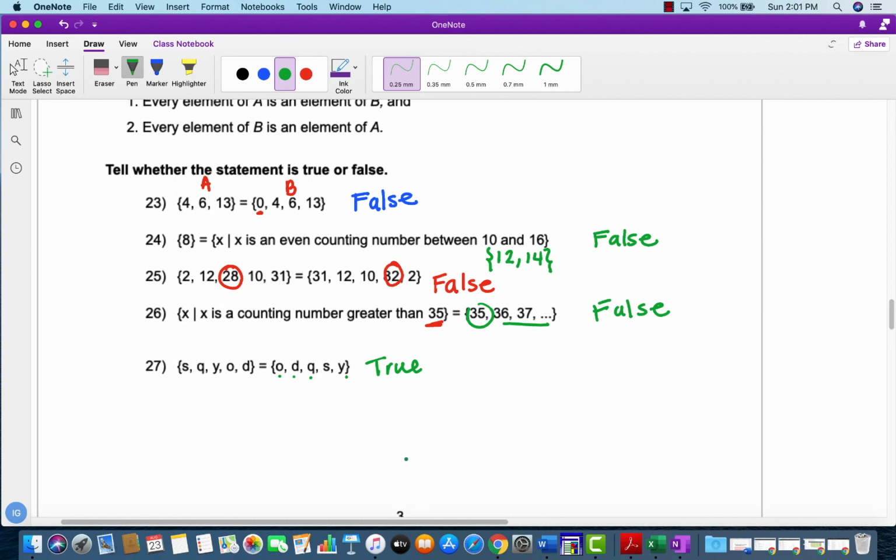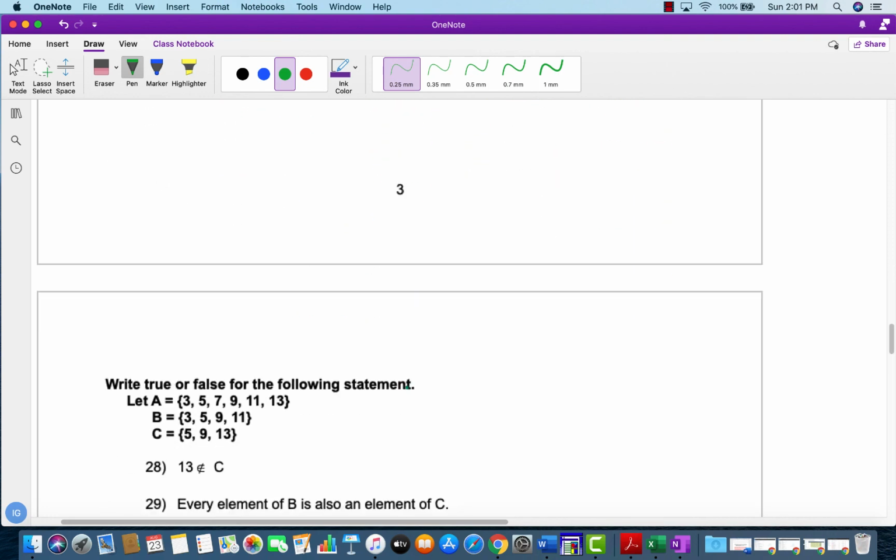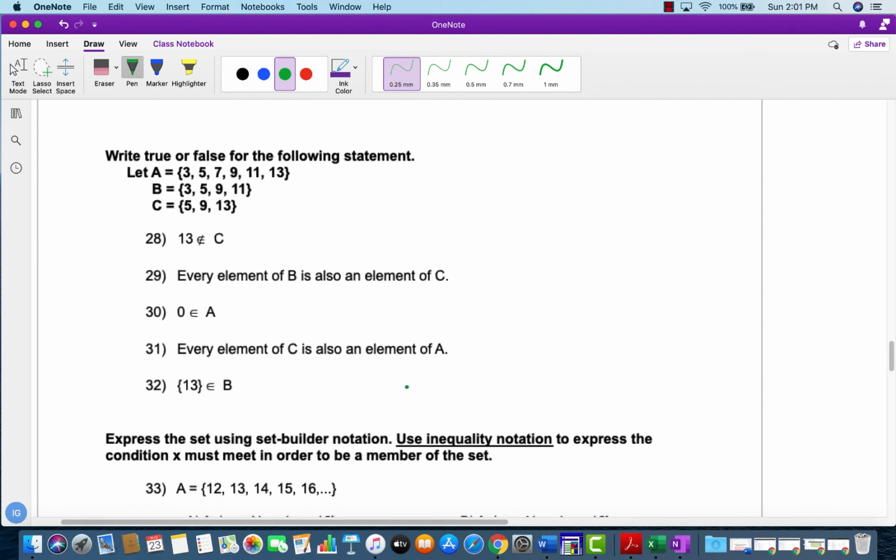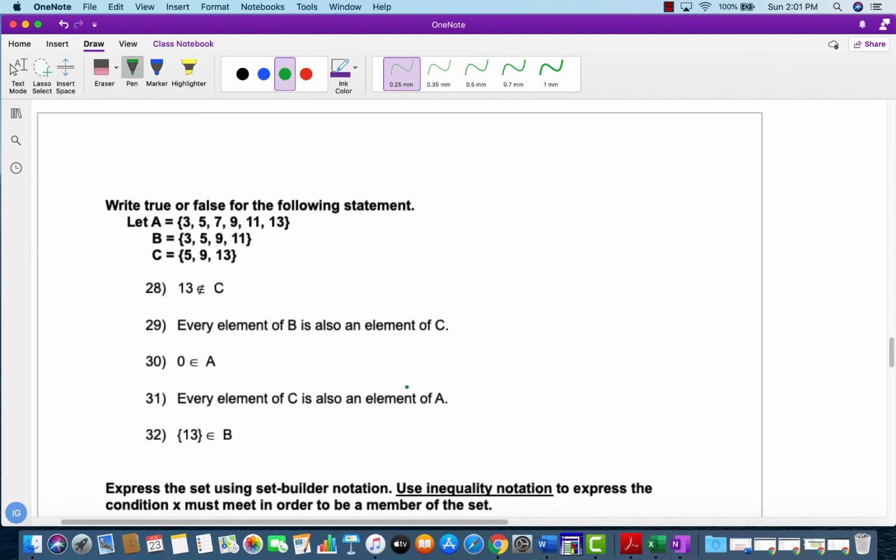All right, so for the last page, page number 4, we will go over these in class. We're going to try them together, and I will have more examples from this section.